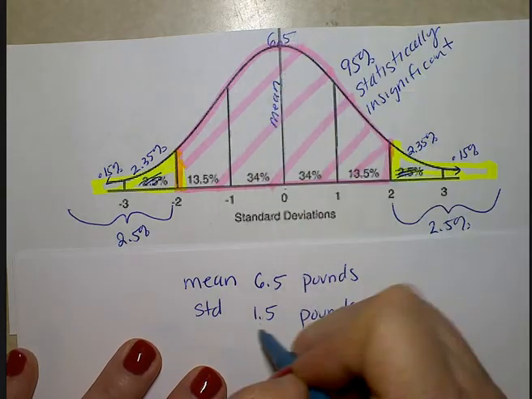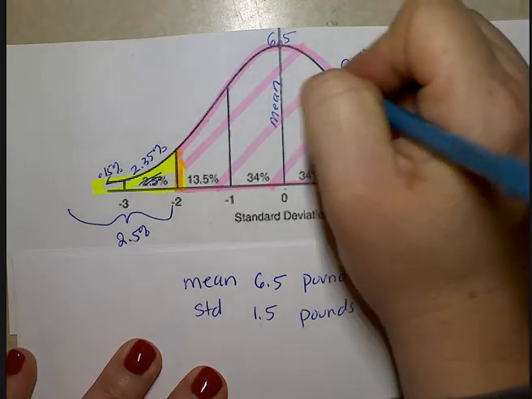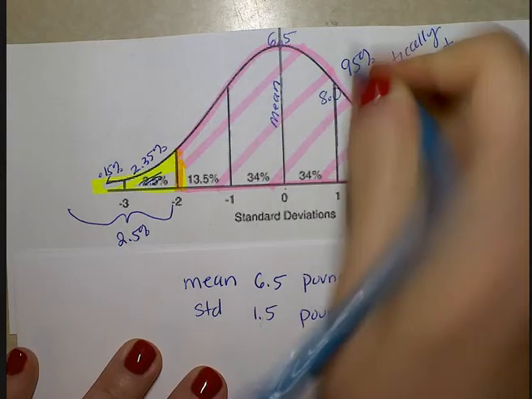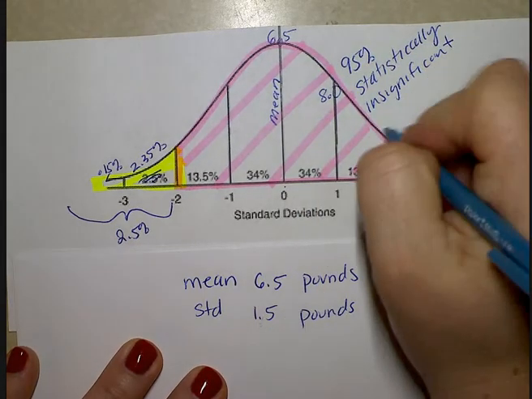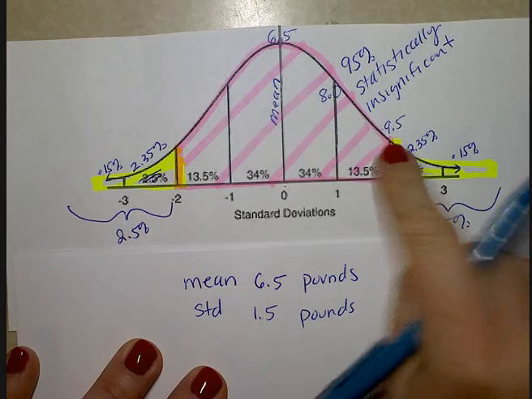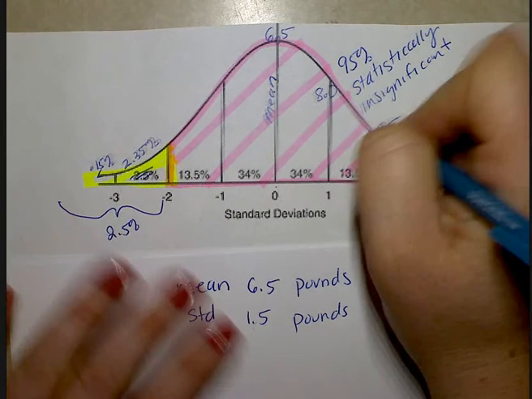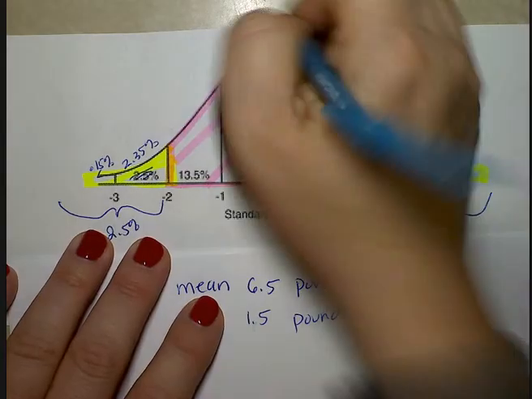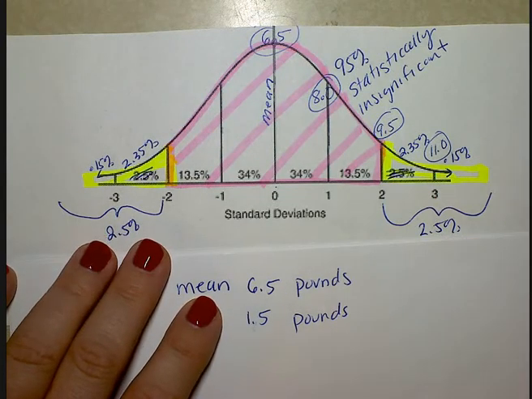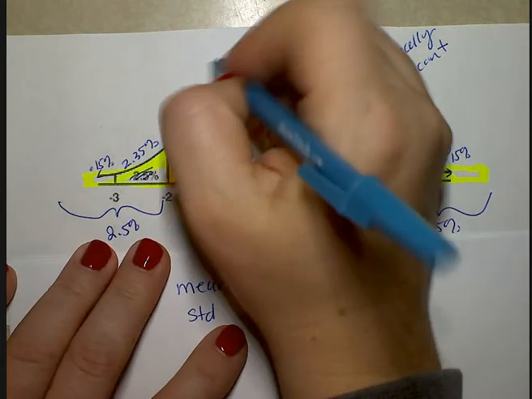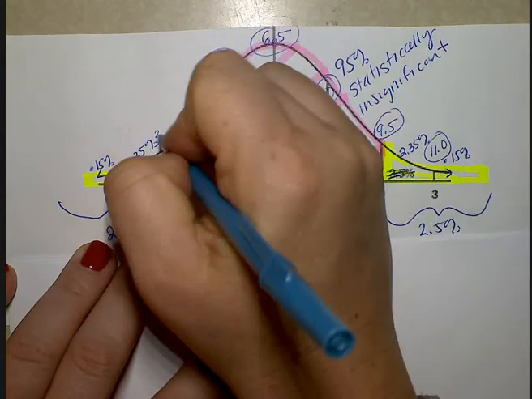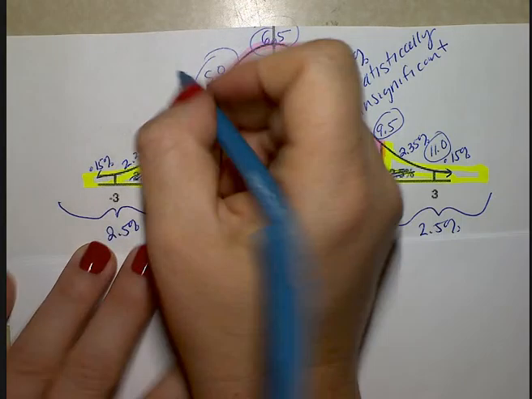6.5 and 1.5 is 8. So this is 8. 8 plus another 1.5 is 9.5. 9.5 plus 1.5 is 11. So here are the increments to the right, and I'm going to do the exact same thing going to the left. Subtract 1.5 to get 5. Subtract 1.5 to get 3.5. Subtract 1.5 to get 2.